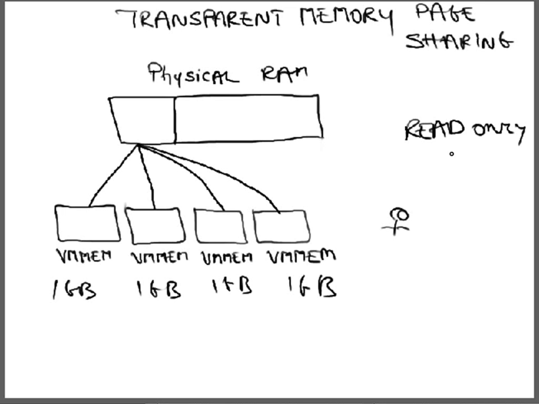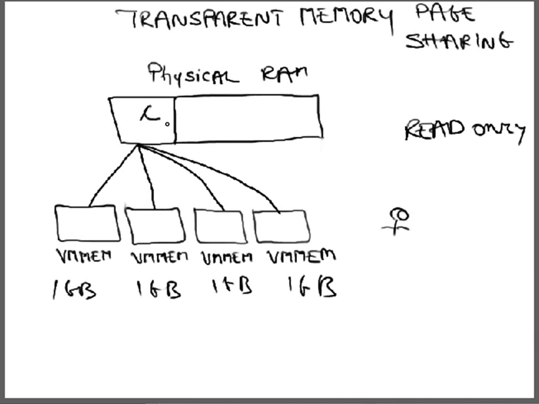The same thing goes with the transparent memory page sharing. As long as these virtual machines are accessing memory pages that are sort of in read-only, the memory pages that aren't being modified or changed, they're accessing 1 copy of this memory that's on the physical RAM. Once a virtual machine needs to make a modification to these pages, needs to write to these pages, what happens is the VM kernel will make a copy.